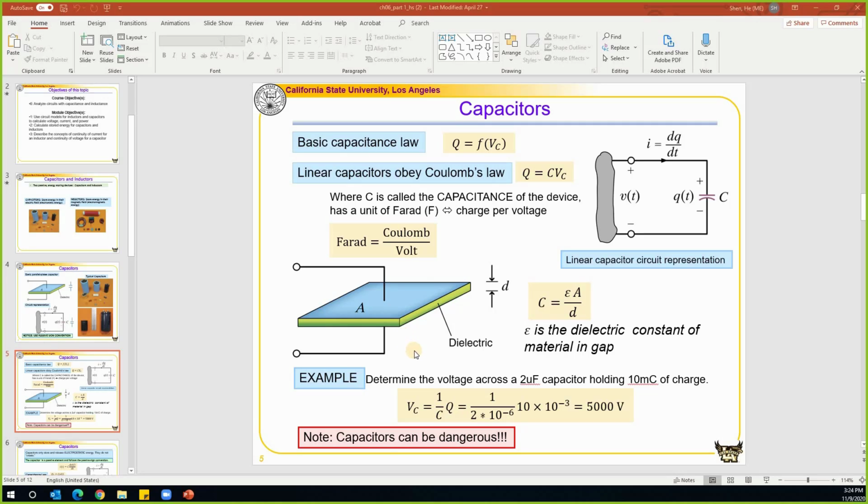Here I have a simple example. To determine the voltage across a 2 μF capacitor holding 10 millicoulomb of charge, we can calculate by using this relationship. The charge is always equal to a constant C times the voltage. So the voltage Vc is equal to the charge divided by the capacitance of this capacitor. So that is how we calculate the voltage across a capacitor. We can see that although this capacitor doesn't hold a lot of charge, it can have a voltage of 5,000 volts. So capacitors can be dangerous.